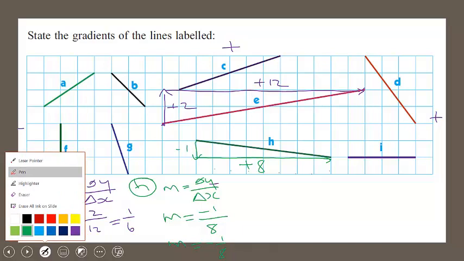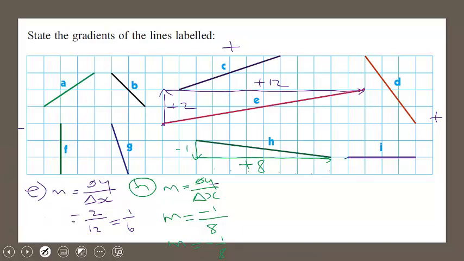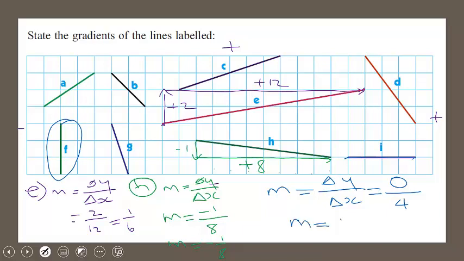And then finally for I, we're going to go from here to here. So for I, my change in y does not exist. M equals change in y over change in x, and my change in y is 0, and my change in x is 1, 2, 3, 4. So it's 0 over 4. So if f is undefined, m equals 0. This is a 0 gradient.